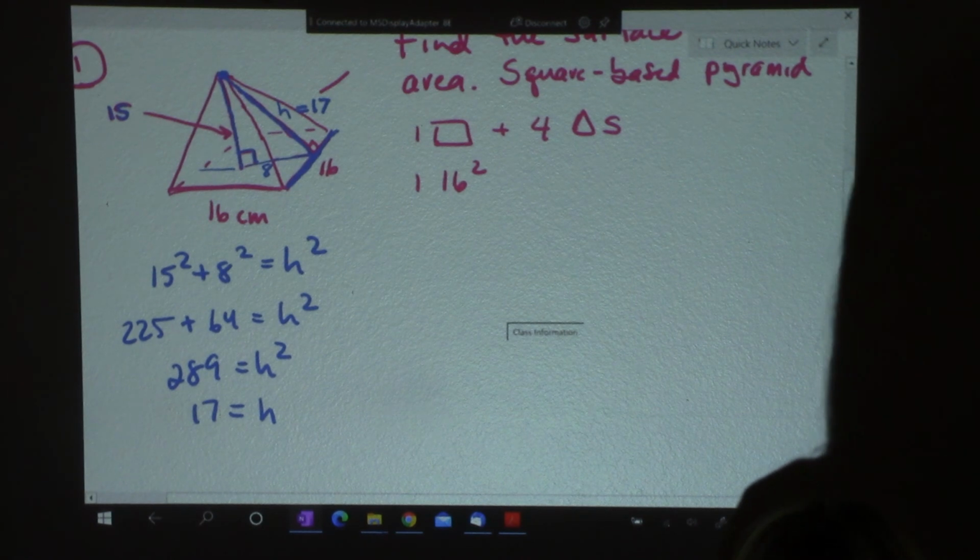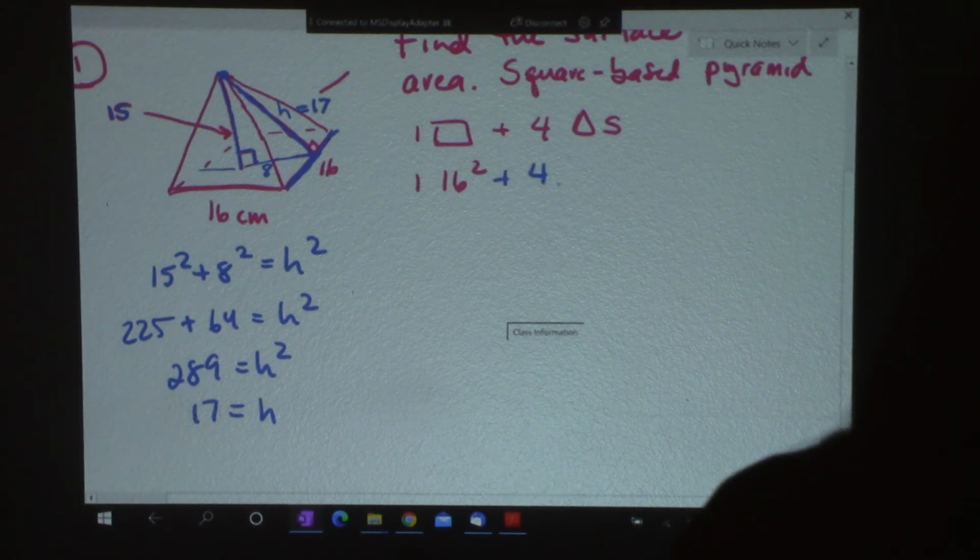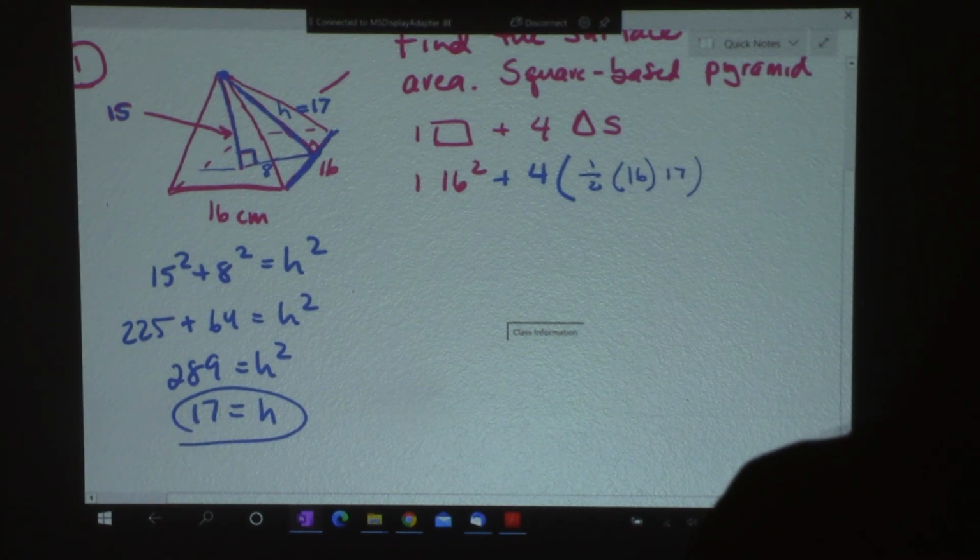Okay, so now I know that this height on the outside is 17, and I need that height and that base to find the surface triangle that's on the outside. So I'm going to have 4 triangles, one on each side all the way around, times the area of one of them, which would be 1/2 the base, times the new height I found, which is 17. We can put 17 in parentheses too.